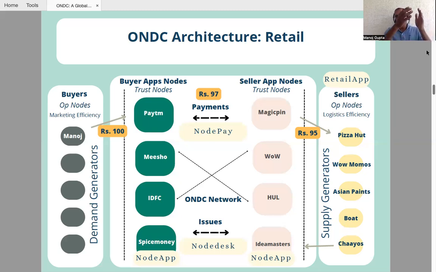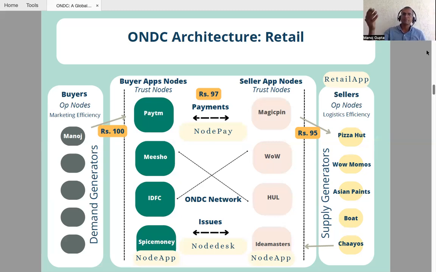So there are buyer network participants, which can be buyer apps, and sellers on the other side, right? Now, as a seller, if I want to enter the network, I will need one of these seller app nodes as a gateway to come into the network. So Pizza Hut in this example has chosen Magic Pin as a gateway to enter the network. But as soon as it enters, it's available on all the buyer apps.